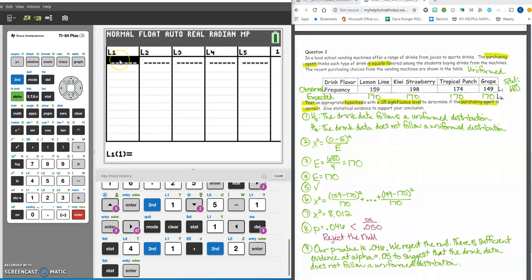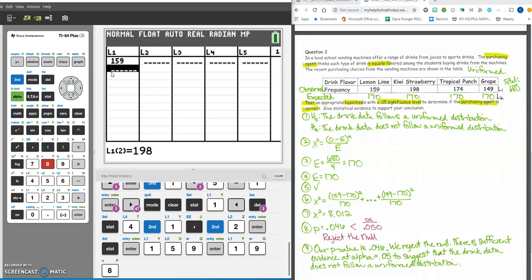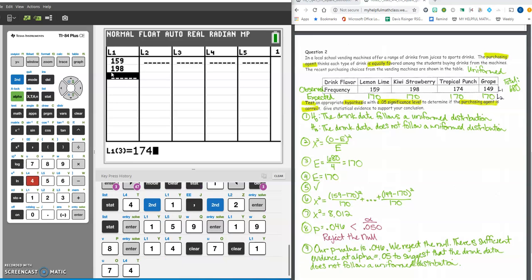If you didn't know about that before, well, now you know. So let's enter in the data we have in this case. We're listing in L1 the observed. So I have 159, 198, 174, and 149.